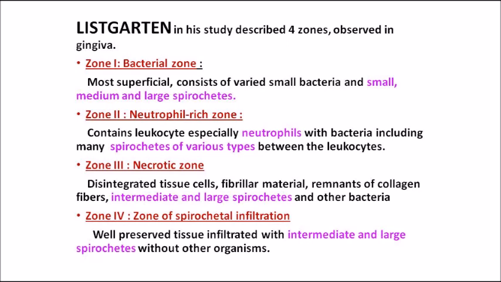In zone 4, which is the zone of spirochetal infiltration, you can see a well-preserved tissue, or a relatively unaffected tissue. It is infiltrated with intermediate and large spirochetes without other organisms. So, did you observe something? In all the 4 zones, you can see spirochetes. In the superficial or bacterial zone, you can see small, medium and large, all sizes of spirochetes. In zone 2 or the neutrophil rich zone also, you could see spirochetes in between the neutrophils. In zone 3, you could see intermediate and large sized spirochetes. In zone 4 also, you can see intermediate and large sized spirochetes.